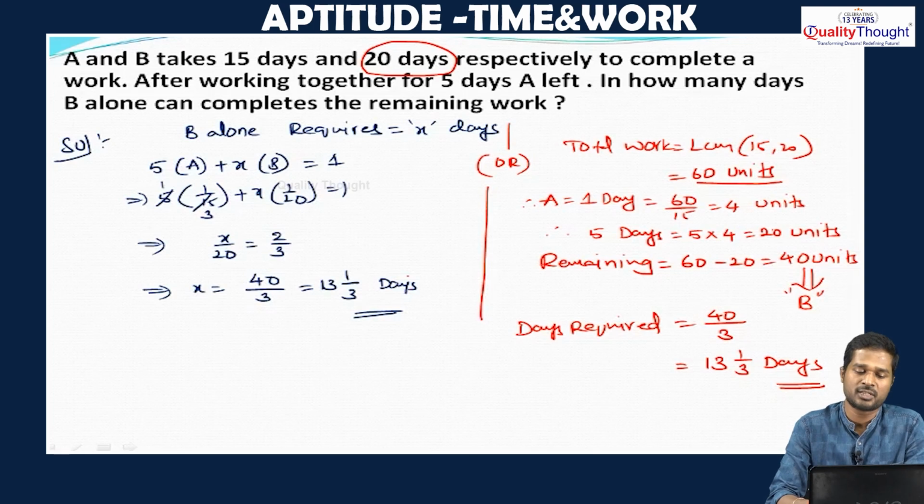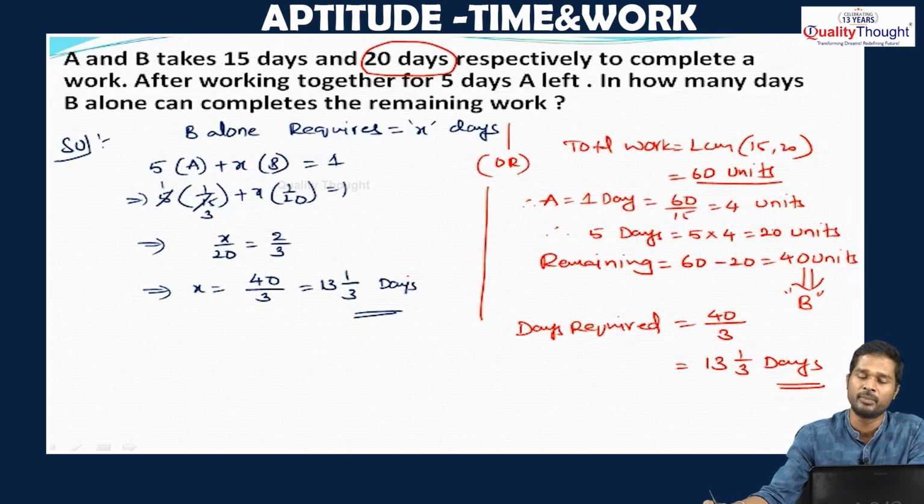So, first equation method: 5 days work of A plus x days work of B. As they are doing the same work, the total amount of work will always be equal to 1. So, 5 into 1 day work of A, which is 1 by 15, plus x into 1 day work of B, which is 1 by 20. Cancel the things and take this 1 by 3 to that side. So, it will become 1 minus 1 by 3, that is 2 by 3. So, x is equal to, go for cross multiplication, 20 twos are 40 by 3, which is 13 1 by 3.